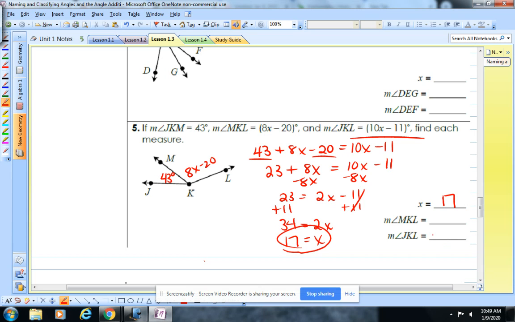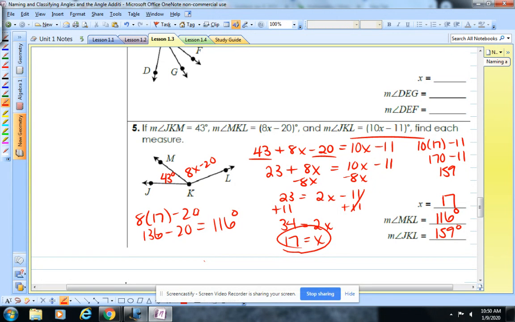MKL is going to be 8 times 17. Somebody tell me what 8 times 17 is? I have forgotten. 136 minus 20 is 116 degrees. And JKL is 10x minus 11, so 10 times 17 minus 11. 170 minus 11 is 159. 159 degrees. Yeah, good job. I think the rest of them are very similar.